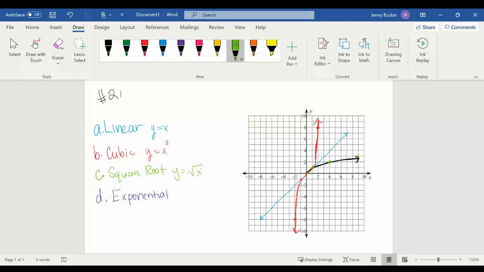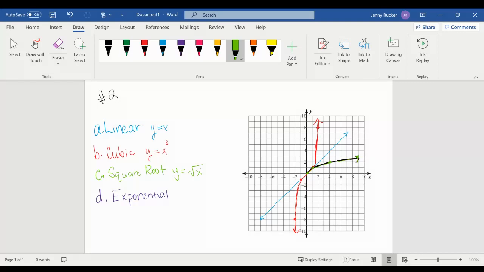And if I try to go the other direction, the square root of negative 1 is i. That's imaginary, which we do not plot on our coordinate plane. These are only real numbers in our coordinate plane. So our square root function is the function that was originally in the graph.